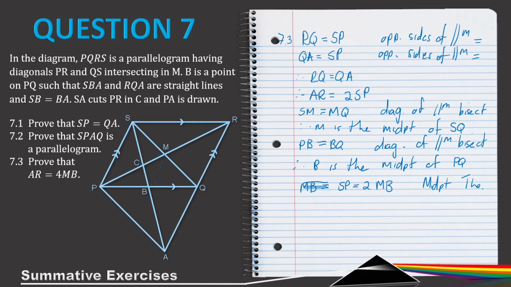And then finally, we've got these two relationships. We've got that AR is 2 times SP, but we've got SP is 2 times MB. So I can take this value for SP and substitute it in for this value for SP. So I'm going to say, okay, AR is equal to, so that 2 over there, and then instead of saying SP, I'm going to say 2MB. So 2 times 2MB. And then if we simplify that, we get our proof. So AR is 4MB.